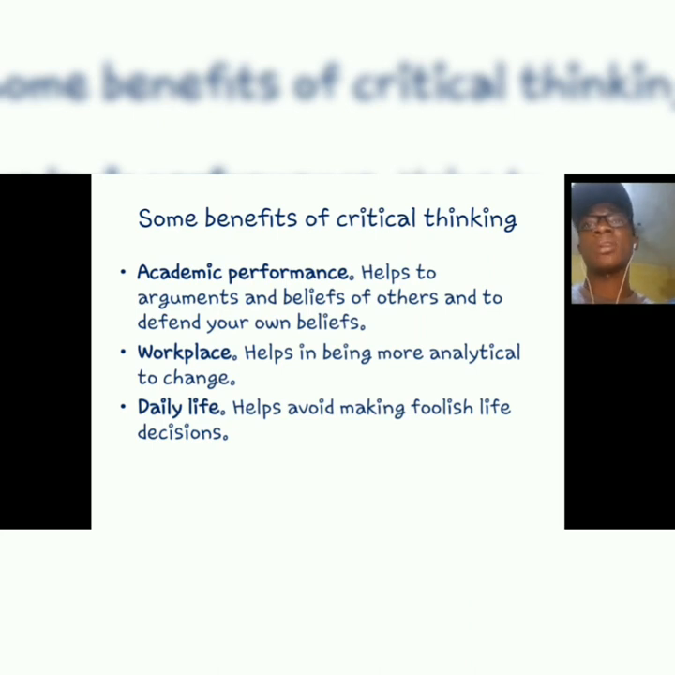That's for academic performance. Sometimes we are called to defend our work because they want to know if indeed we didn't plagiarize or copy from somewhere. At the workplace too, it can help you to be more analytical to change. You see, critical thinking is about evaluating something to know if it is right or wrong. And if it is wrong, you make amendments. So it encourages open-mindedness to change. And it helps to get a deeper understanding of our own and others' decisions.